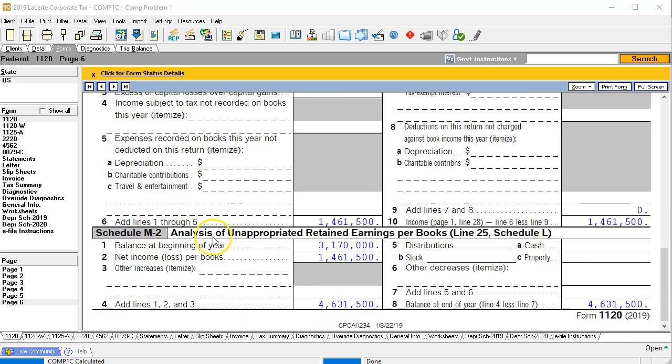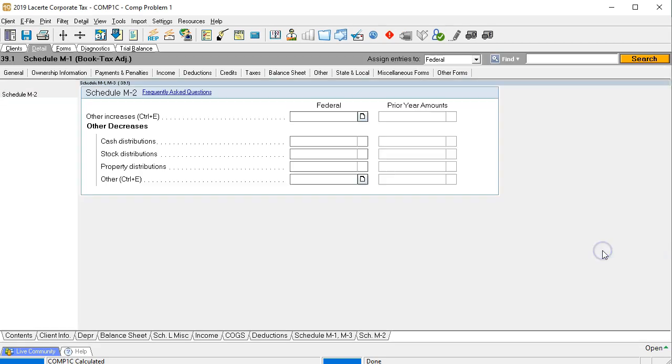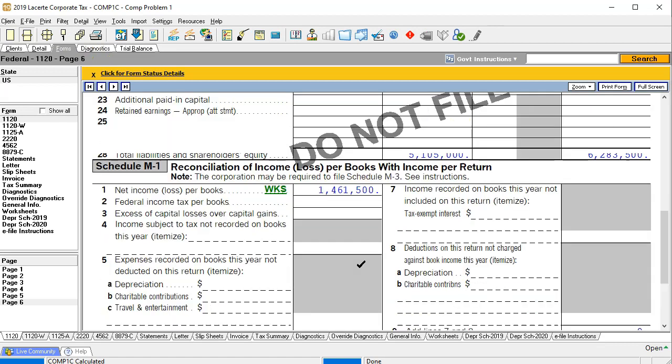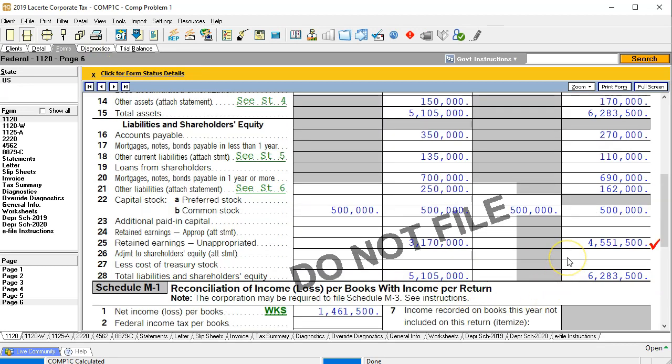I'm going to do that by scrolling down to the M2, which is a calculation of the retained earnings, which starts at the beginning balance plus the book net income, and then we have the distributions, cash distribution. I'm going to jump to that cash distribution data input screen. That's where I'm going to put this 80,000. And then I'm going to go back to the forms. So now we're at the 4,551,500, and that puts us in balance. So this number ties out to this number.